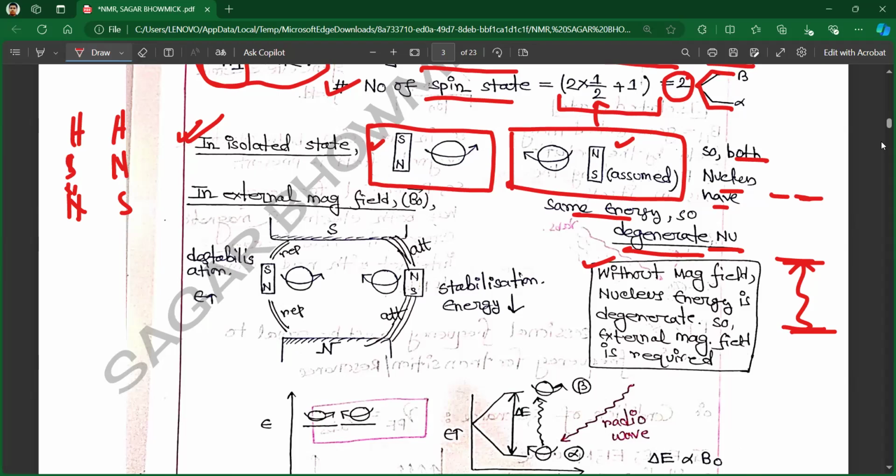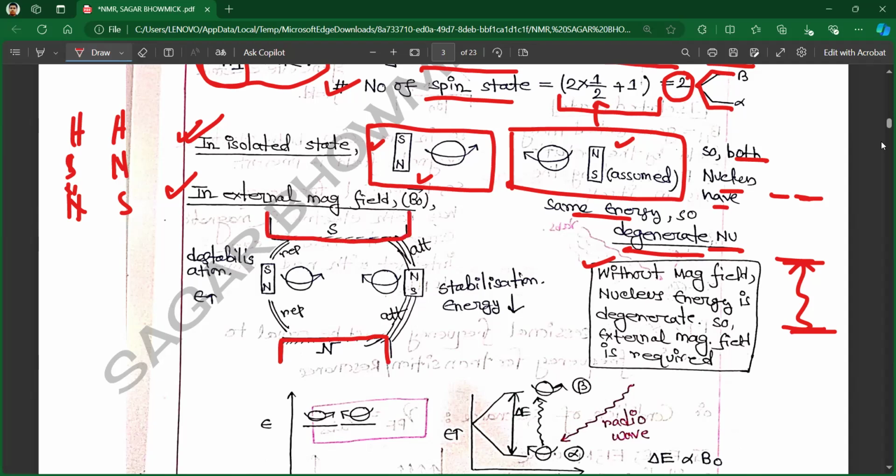What happens in an external magnetic field? Why are we applying a magnetic field? Because a magnet interacts with another magnet. If we want to distinguish between these two, only another magnet can do so. Now, suppose this nucleus I have taken in this way, and this nucleus I have taken in this way, and overall I am putting a heavy external magnet where this is north pole, this is south pole.